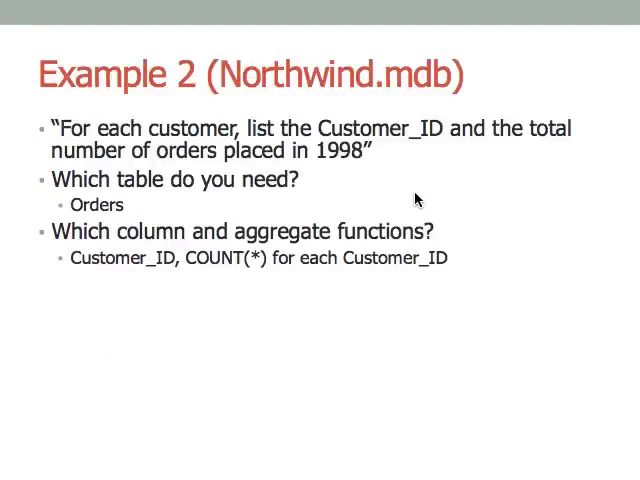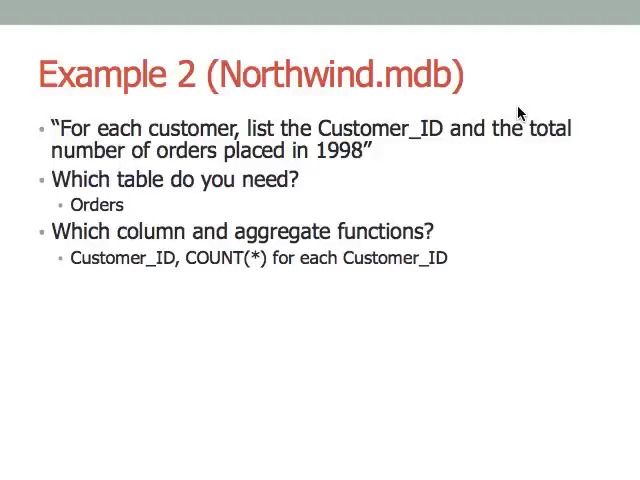So let's look at another example from the Northwind database where we want to list the customer ID and the total number of orders placed in 1998. So in the northwind.mdb table, we want to find out, for each customer, list the customer ID and the total number of orders placed in the year 1998.